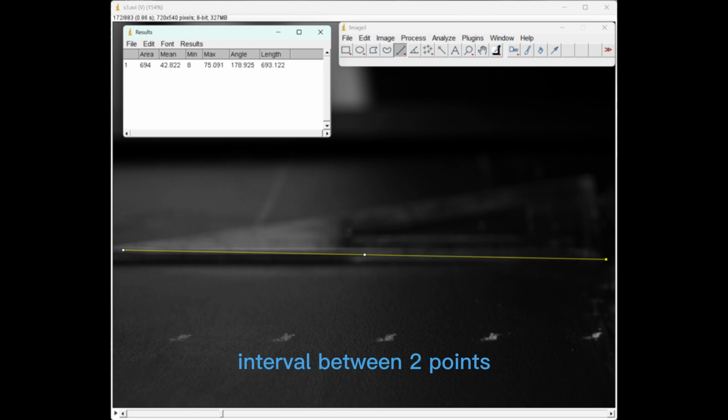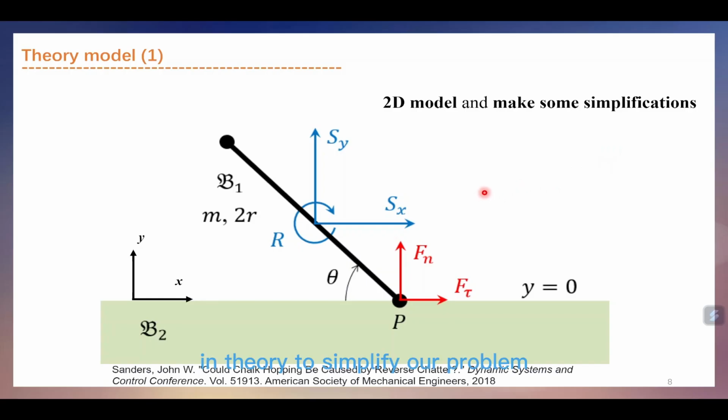In theory, to simplify our problem, we started with a 2D physical model and made some simplifications. It is a model from an article named Could Chalk Hopping Be Caused by Reversed Chatter, which was published by the American Society of Mechanical Engineers in 2019.